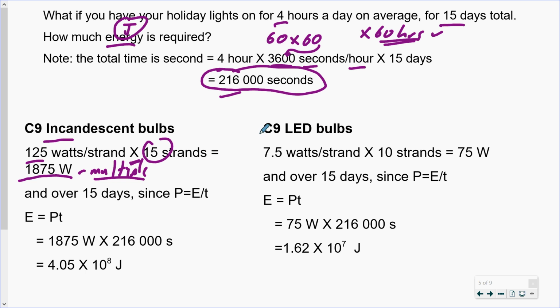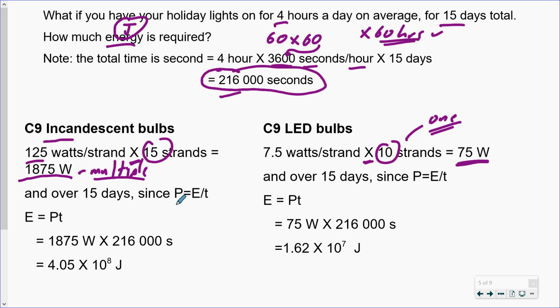If we take a look at the equivalent C9 LEDs, 7.5 watts per strand. Now we only need 10. So I'm just going to multiply the 7.5 by 10, and we see we need a total of 75 watts for the length of 350 feet. In this case as well, whereas we need multiple outlets to plug in these incandescent lights, we could probably run all of this off of one single outlet or one single receptacle.